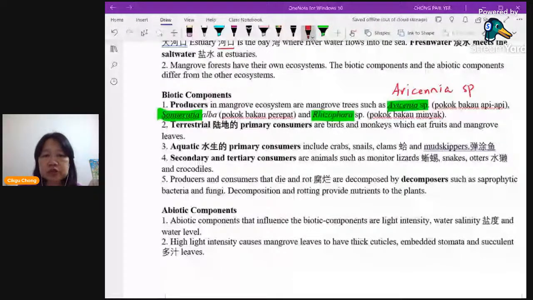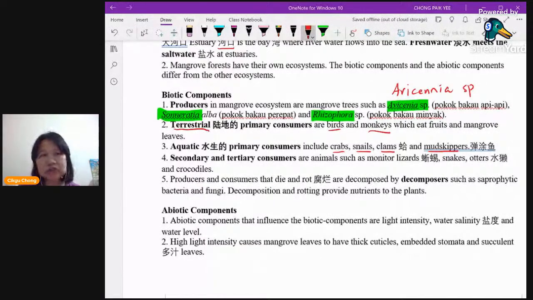Terrestrial primary consumer. Terrestrial means they are on the ground. We call them land animals. They are called terrestrial. Primary consumers are the animals that eat the plants. So examples would be birds and the monkeys. They eat the fruits and the mangrove leaves. Then you also have aquatic primary consumers. The consumers that live in the water and also the mud, like crab, snails, clams, and mud skipper.